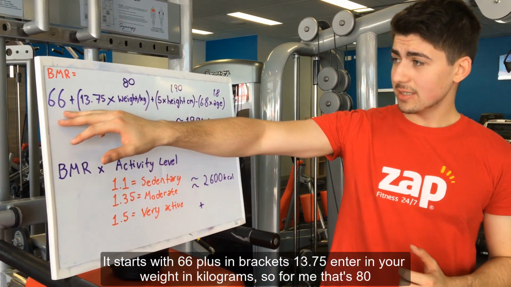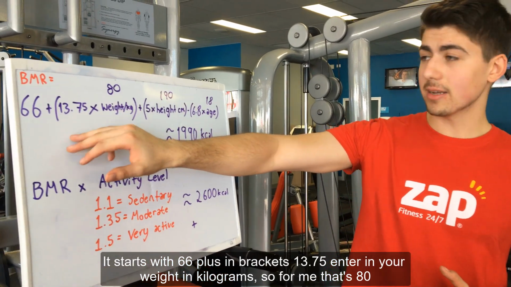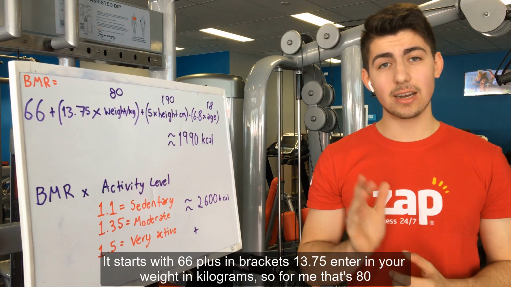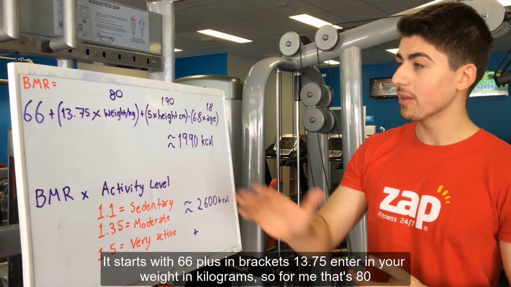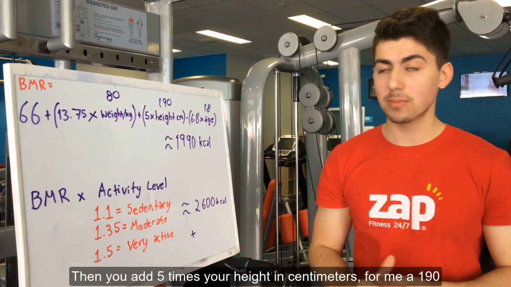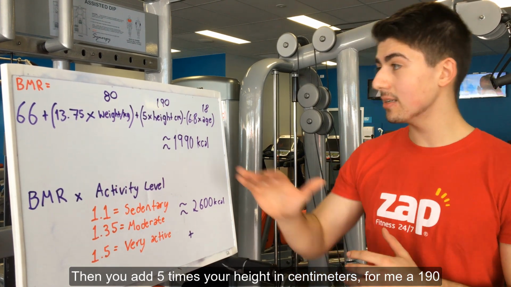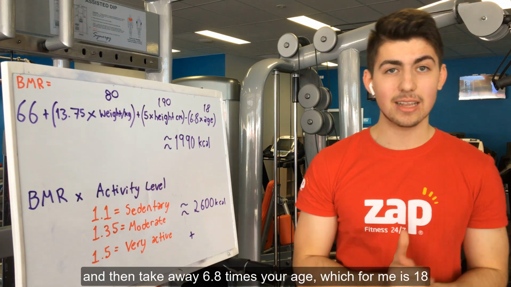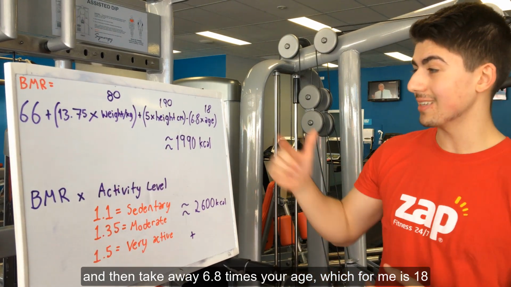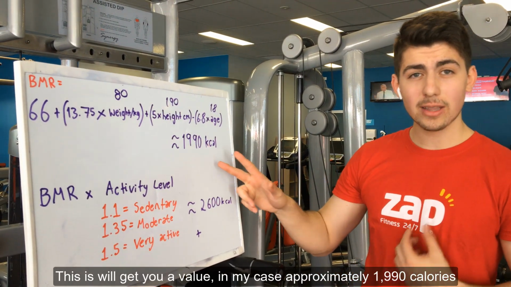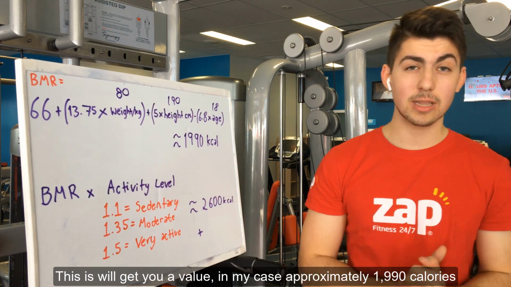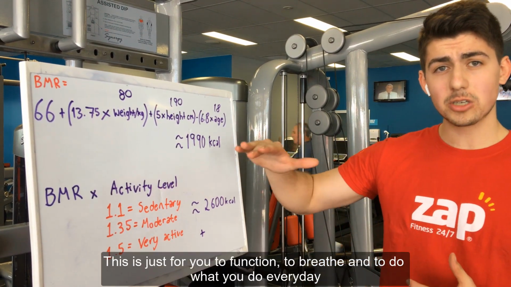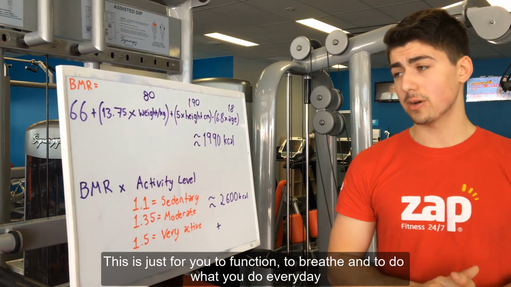It starts with 66 plus, in brackets, 13.75, enter in your weight in kilograms. So for me, that's 80. Then you add 5 times your height in centimeters, for me 190, and then take away 6.8 times your age, which for me is 18. This will get you a value, in my case, approximately 1,990 calories. This is just for you to function, to breathe, and to do what you do every day.